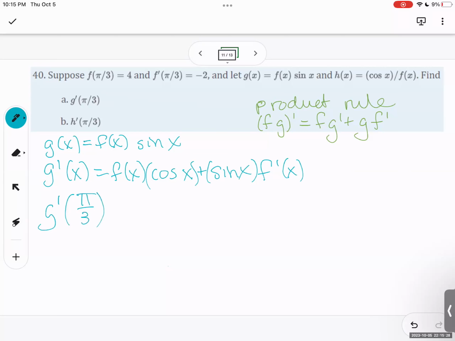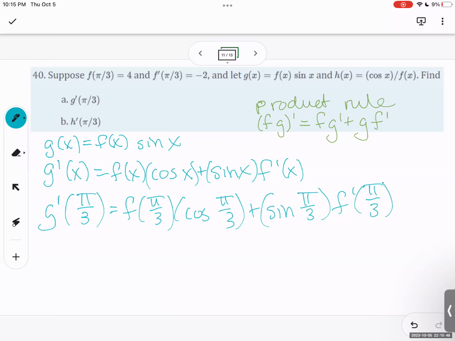So now I plug in pi over 3 for x. So we have f of pi over 3 cosine of pi over 3 plus sine of pi over 3 times f prime of pi over 3. So the values I can pull straight from this screen and this page. F of pi over 3 is 4. F prime of pi over 3 is -2.